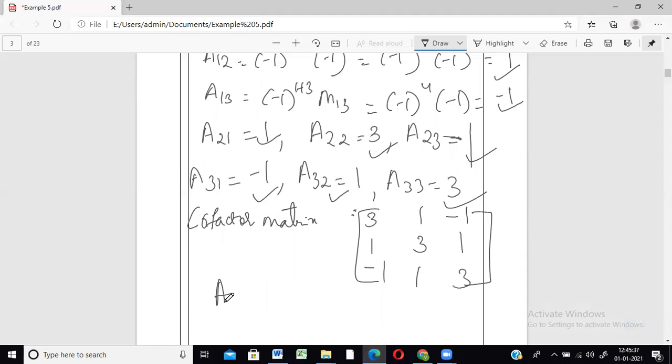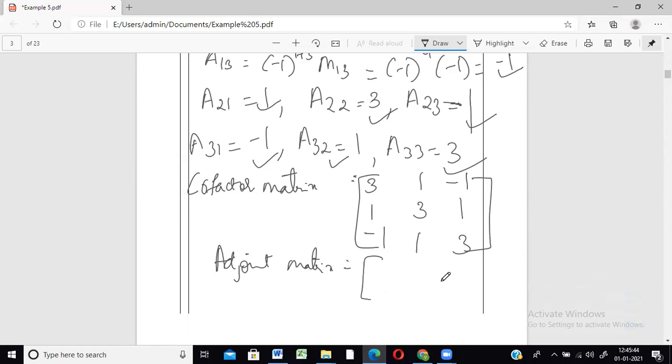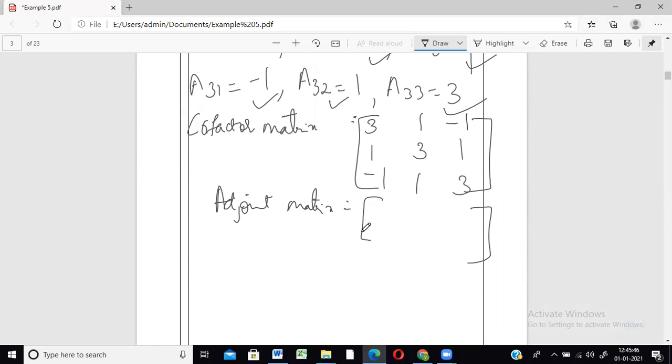Now what will be the adjoint matrix? Adjoint matrix, I've told you, is nothing but the transpose. Transpose means everything reversed, right? Rows become columns and columns become rows. So this is 3 1 -1, 1 3 1, -1 1 3. So this is the adjoint matrix.